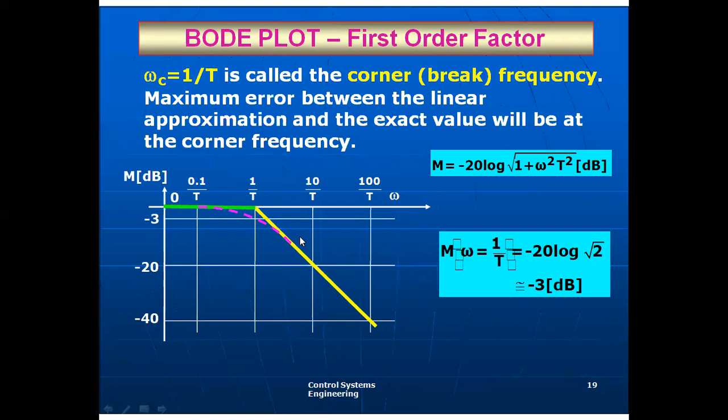This is also the same for the first order factor, where when omega equals exactly 1 by T, you'll get a magnitude of minus 3 decibel here. When you compare the actual plot and the approximate plot, there will be an error of 3 decibel, which is very minimal compared with the actual magnitude. So we can draw an approximate plot very easily because the error is very minimal.